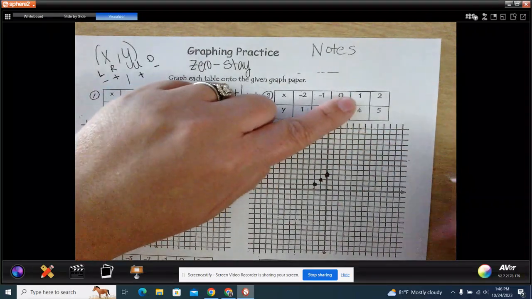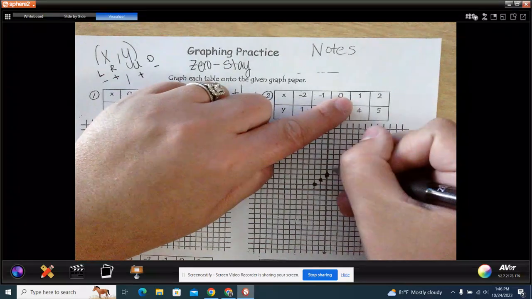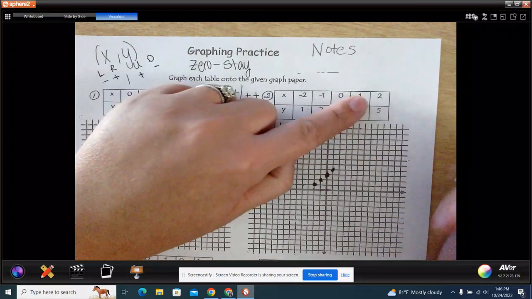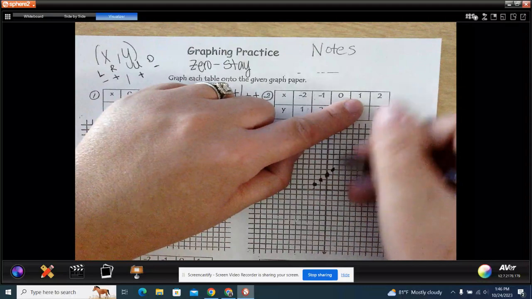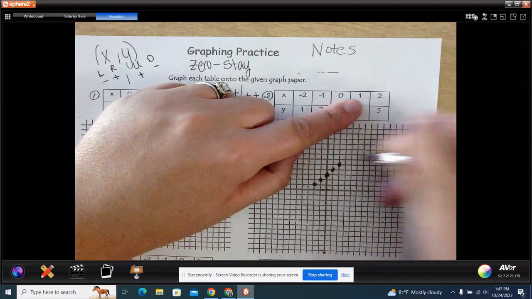(1, 4). Go to the right 1 space, up 4 spaces. (2, 5). We'll go to the right 2 spaces, and then up 5 spaces.